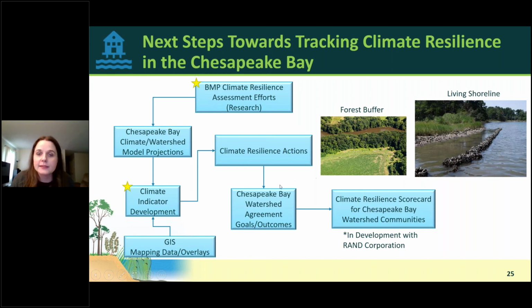And all of that is to try to meet the goals and outcomes in the Chesapeake Watershed Agreement to have a healthy Chesapeake Bay, sustainable fisheries, and clean water, so that we can still enjoy the Chesapeake Bay and we can still benefit from the ecosystem services that it provides to our communities.